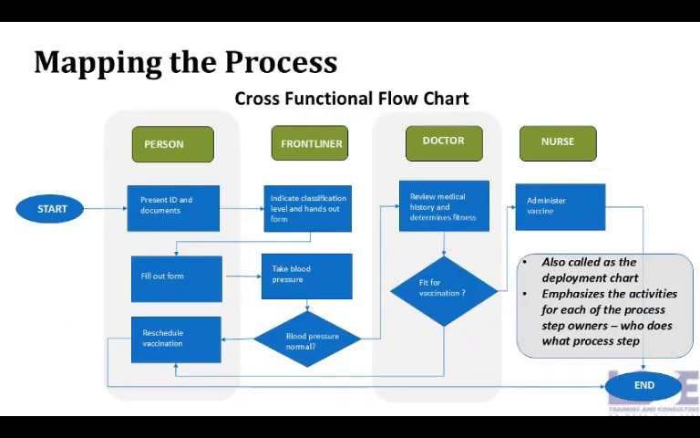Cross-functional flowchart. Now the cross-functional flowchart, also called a deployment chart or a swim lane diagram, takes the regular flowchart and adds one critical layer. Who does what? Each person or department gets their own lane, or swim lane. The steps live inside the lane of whoever is responsible for them. In our vaccination example, you have 4 lanes: the person, the frontliner, the doctor, and the nurse. Each step sits in the lane of its owner.